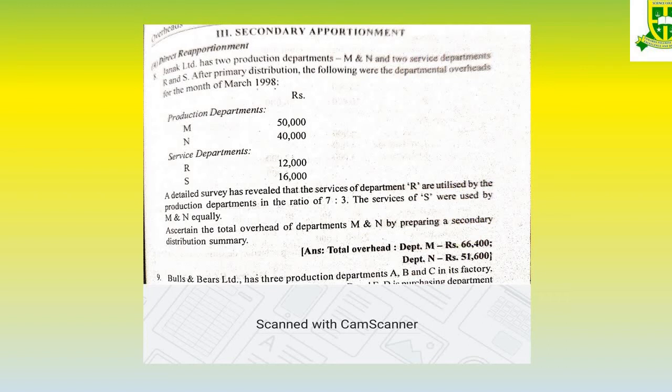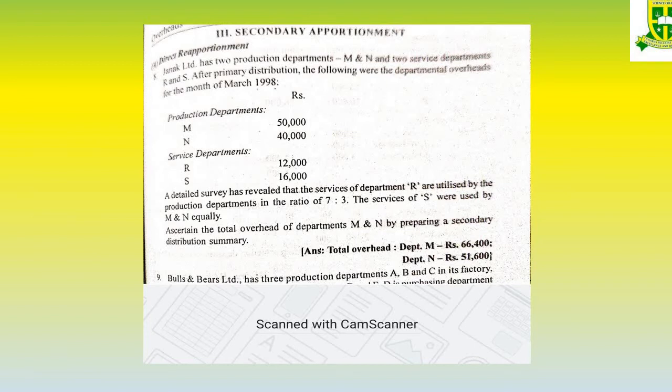Good morning, students. In today's class we are going to see the second method in overhead, which is secondary apportionment of overhead. After finding out the overhead, the service department overhead has to be borne by the production department. So the production department is going to share the service department expenses. There are various methods under which the expenses can be allocated, and in today's class we are going to see the first two methods.